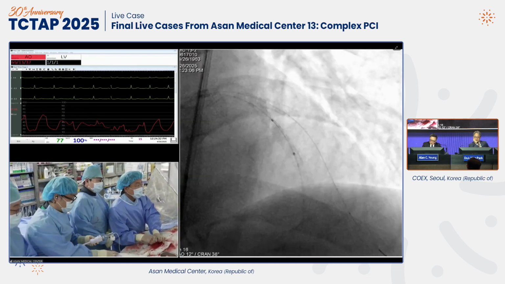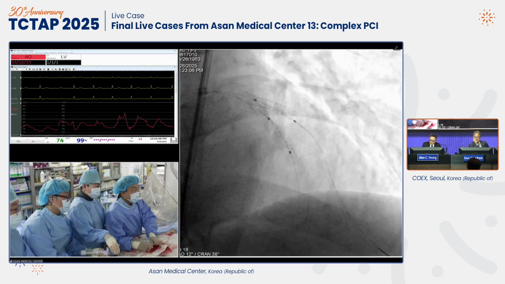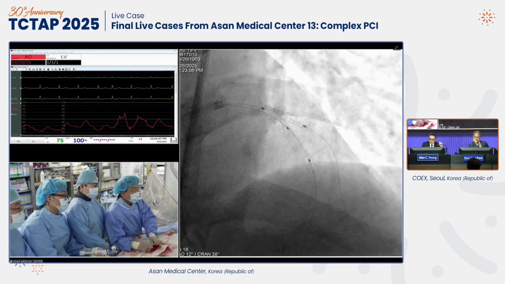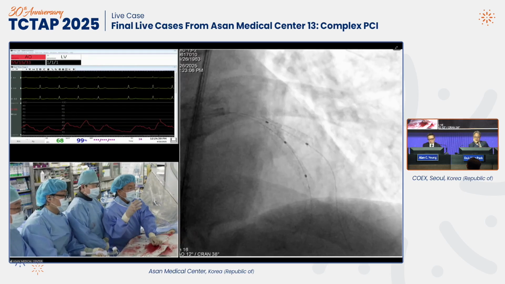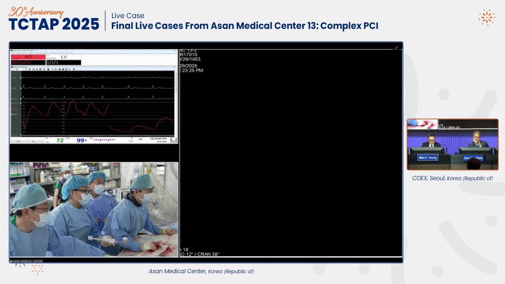Wiring again, diagonal branches, and you have already. This 3.25, right? Yeah. You're going to do the high pressure. Yep. Diagonal branches, and okay, you do. Yeah. 2.5.